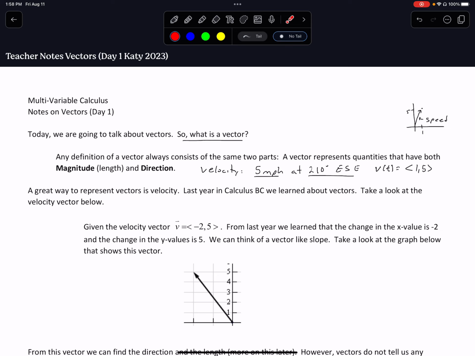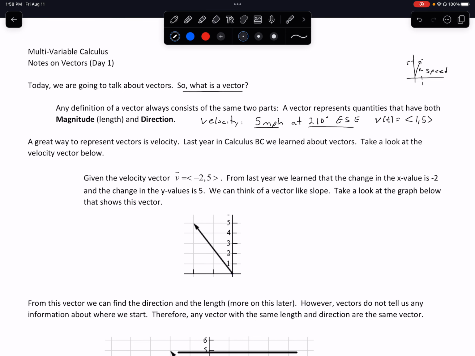So let's take a look at the following velocity vector below. We're given the vector v as -2, 5. Now, last year we talked about these symbols. These symbols are what we call chevrons. You can use parentheses to talk about vectors, but it's more accurate to use these chevrons. And there's another form we're going to talk about later on as well.